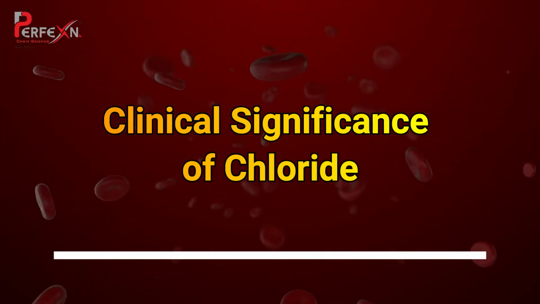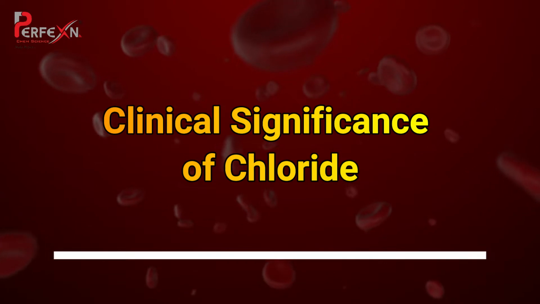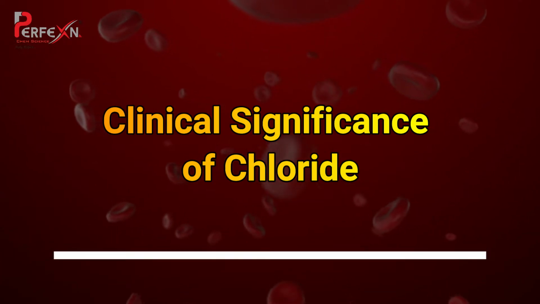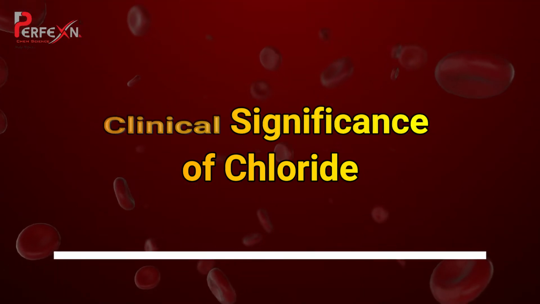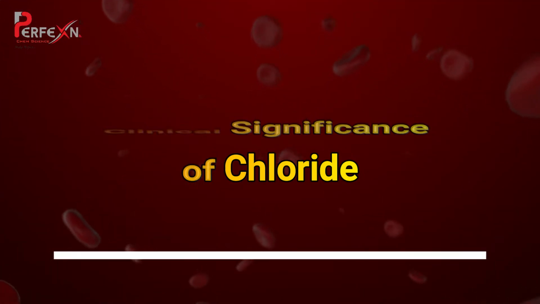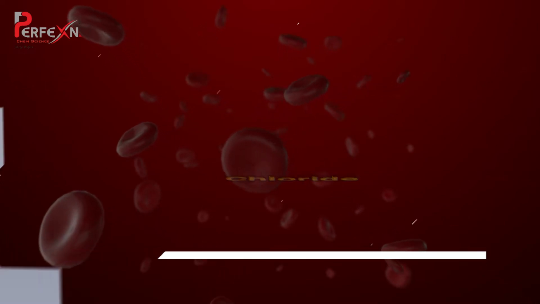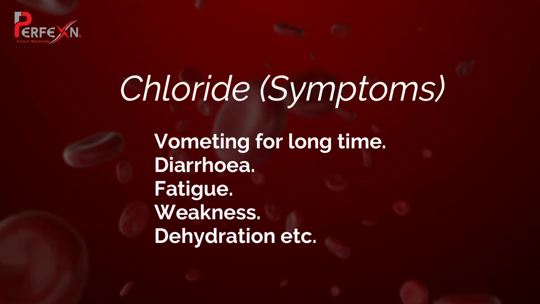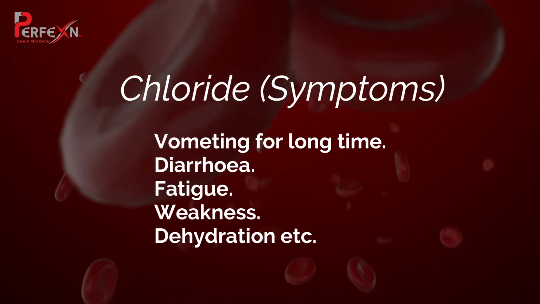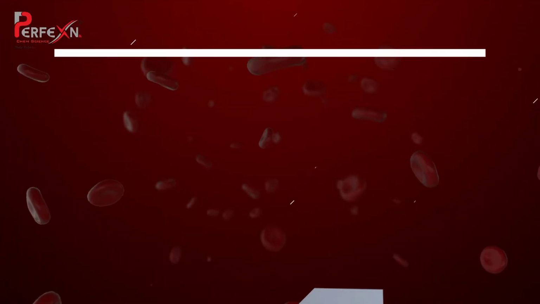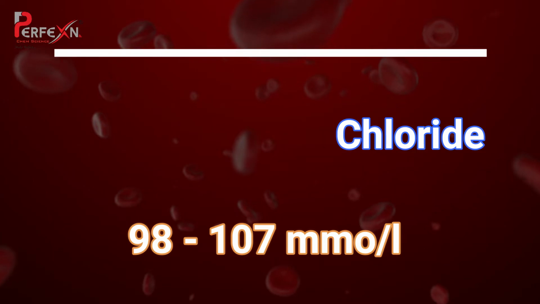Electrolytes are electrically charged minerals which help to control the amount of fluids and balance the acid or base pH value in our body. It is often measured with other electrolytes to diagnose kidney function, heart failure, liver disease, high blood pressure, etc. The symptoms are vomiting for a long time, diarrhea, fatigue, weakness, dehydration. The normal value for chloride is about 98 to 107 millimoles per liter.